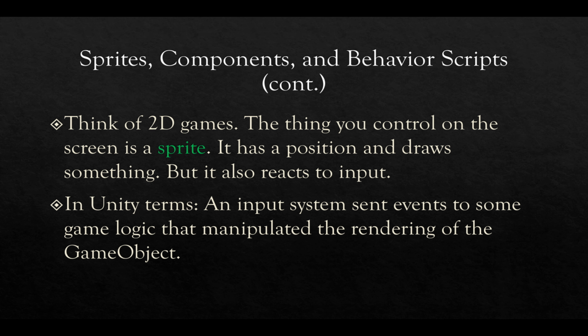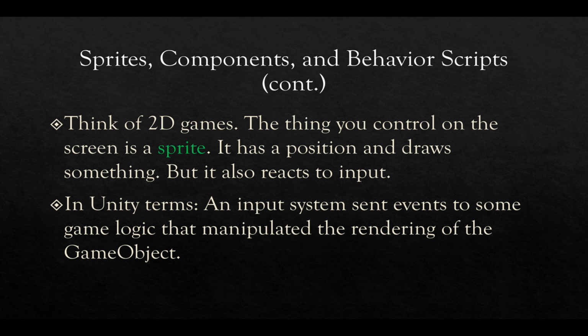And this is helpful because, again, Unity has a built-in game object of this type. When we control it in a 2D game, the sprite, the thing we control, has a position, so a where to draw, and it is drawing something, so a what to draw, but it also reacts to input. This is what will take us into multiple components as part of this video and into future videos.